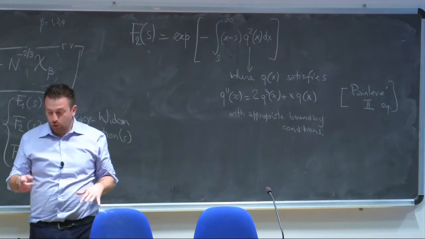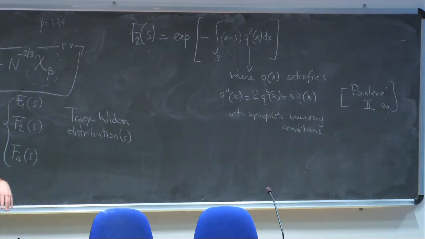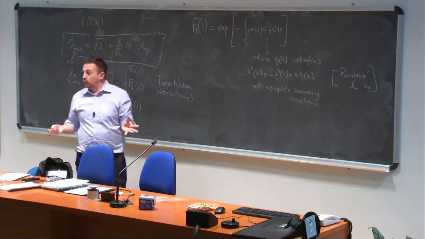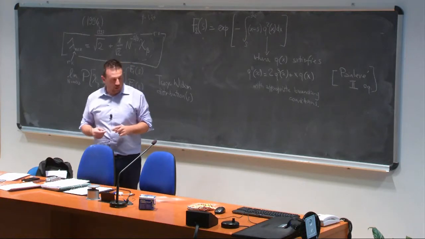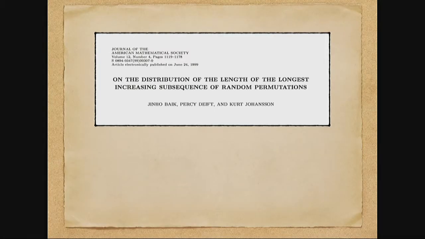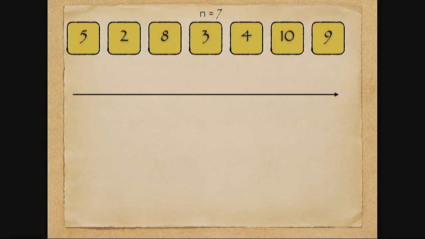So what I wanted to do now is to describe one such problem in combinatorics, where the Tracy-Widom distribution appears, and where you will see that there is absolutely no link whatsoever with random matrix theory. The combinatorial problem that I wanted to discuss was solved after many years by these people in 1999: the distribution of the length of the longest increasing subsequence of random permutations. The title seems obscure, but actually the problem is very simple. It's a very simple combinatorial problem, so I will try to explain what this is.